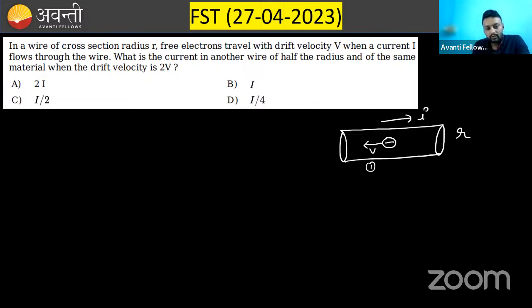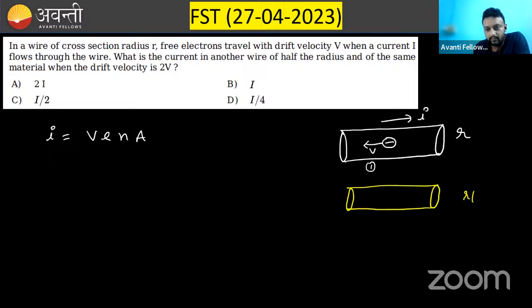Now, another thing that I know, that current is equal to, I have told you, V E N A. V is the drift velocity, E is the charge of the electron, N is the number of carriers, and A is the area of cross section. So according to the question, they are saying, what is the current in another wire of half the radius? That means radius is decreasing. Another wire has radius R by 2 of the same material when the drift velocity is 2V.